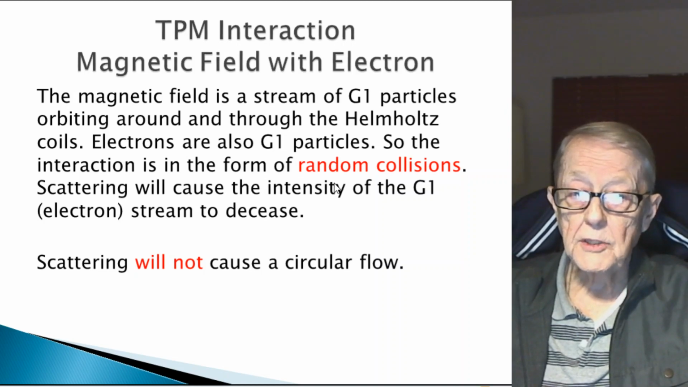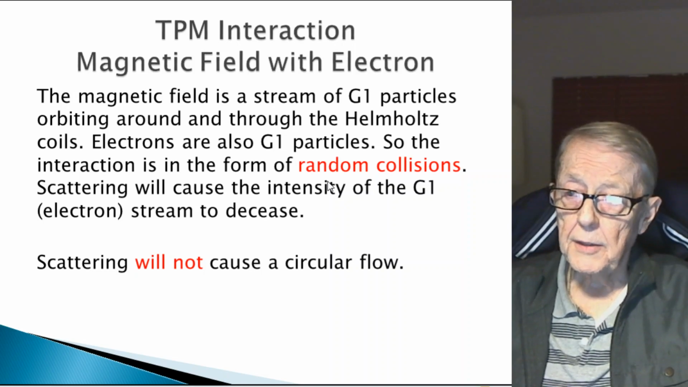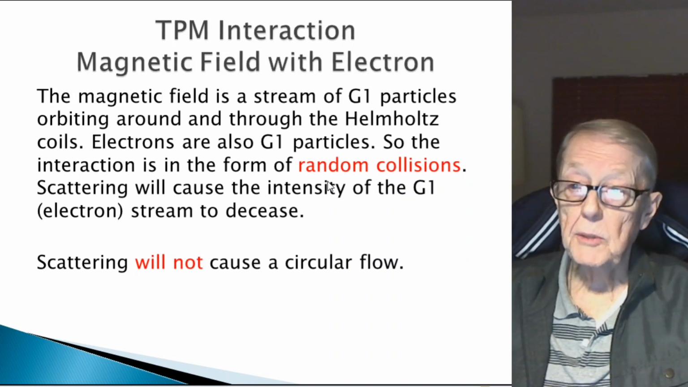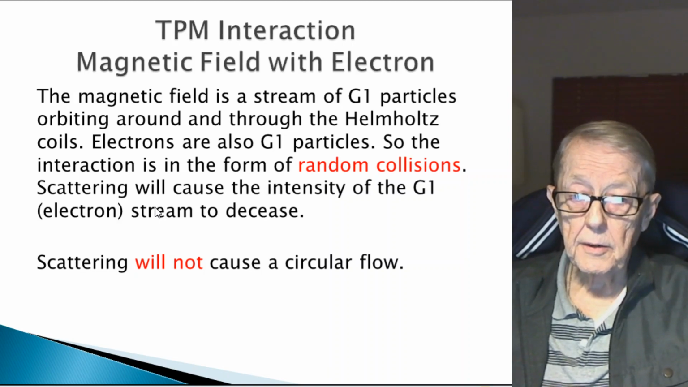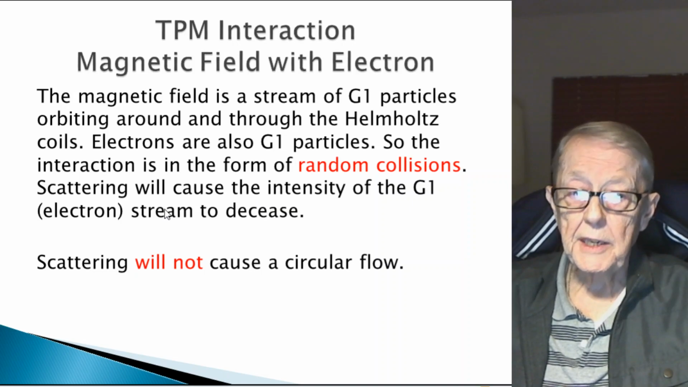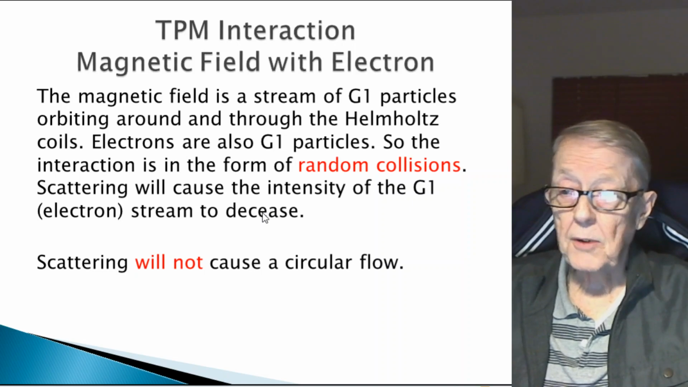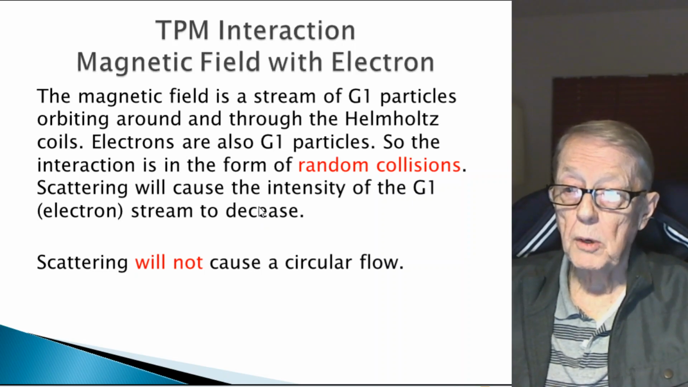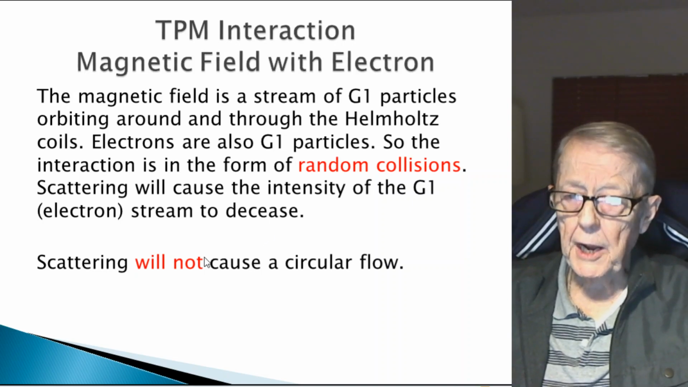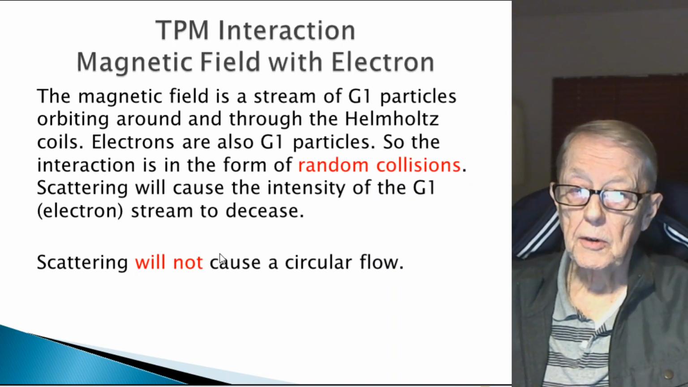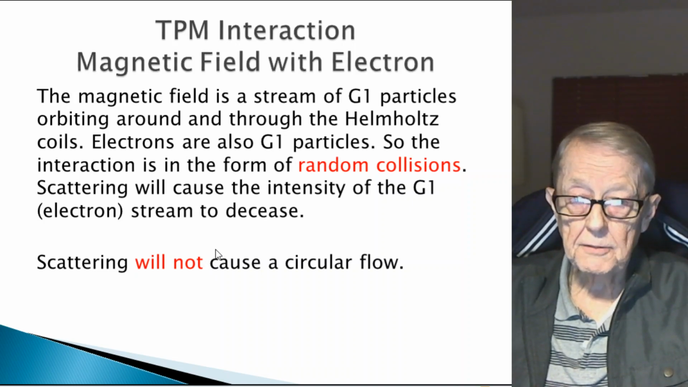Scattering only causes an intensity decrease. The magnetic field is going to knock the G1 particles out of orbit, and what's going to happen is the intensity is going to decrease. But you don't see that because the electron gun keeps supplying you with more and more electrons, keeping the stream going. The scattering cannot cause a circular flow, so I'm saying the magnetic field doesn't do it, not the field itself.